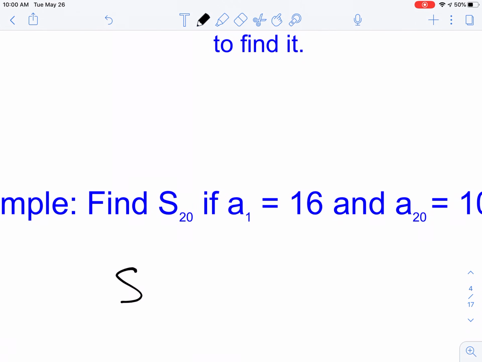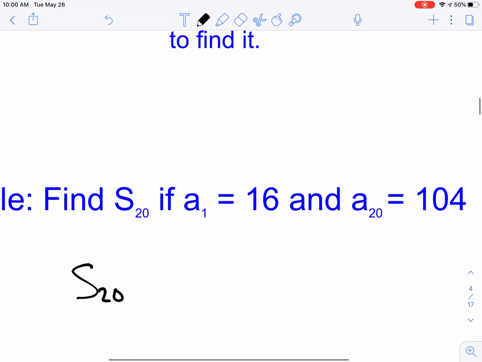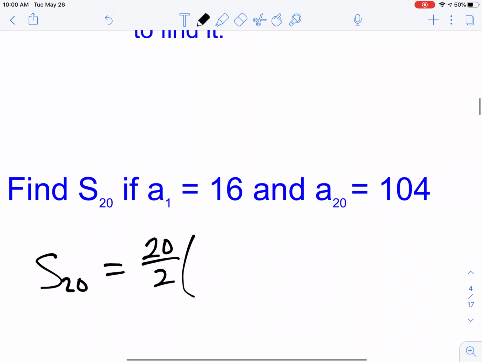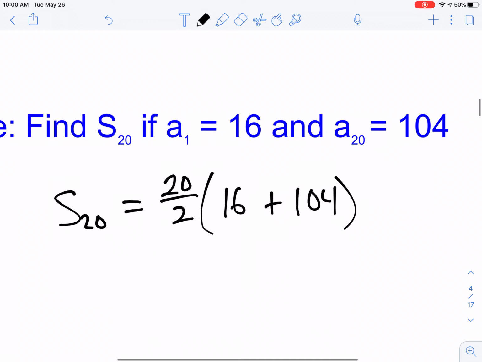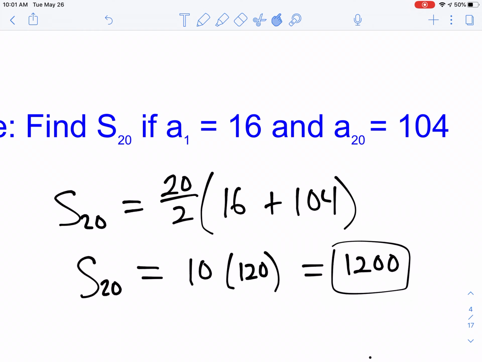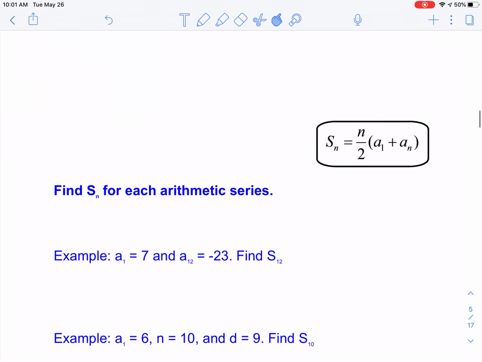So example, find the sum of the first 20 numbers. That's what this means, S20. Find the sum of the first 20 numbers if the first number is 16 and the last number is 104. So the sum equals, if you have 20 numbers, how many pairs is that? Well, it's 20 divided by 2, which is 10, times the first number, 16, plus the last number, 104. So this equals 10 times 120, which is 1,200. Okay? That's pretty much it.